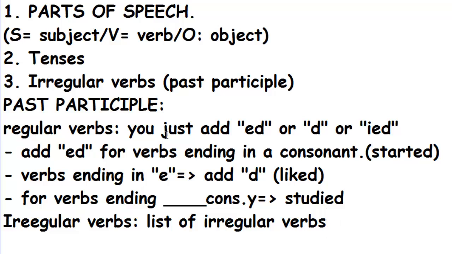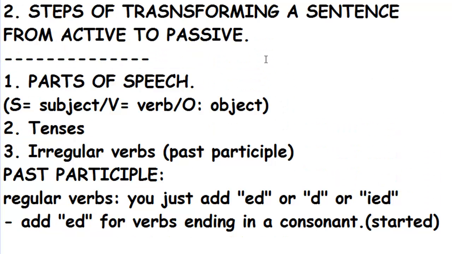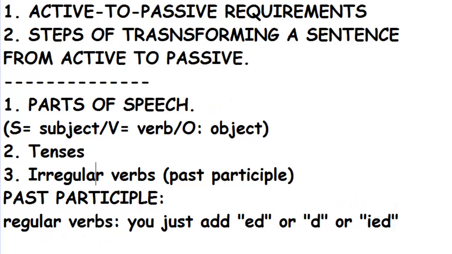Good. So where are we right now? Yes, we have been talking about the tenses, irregular verbs, and so on. These are just the requirements, the main requirements of transforming a sentence from active to passive.